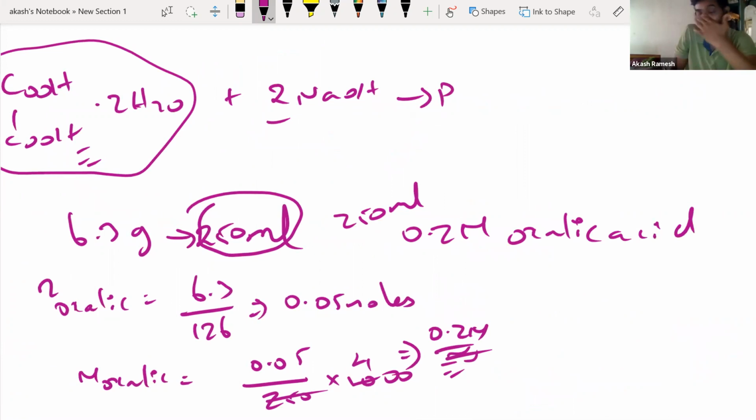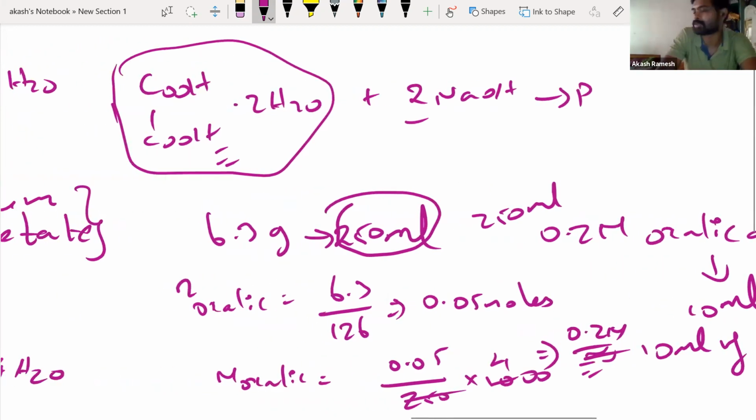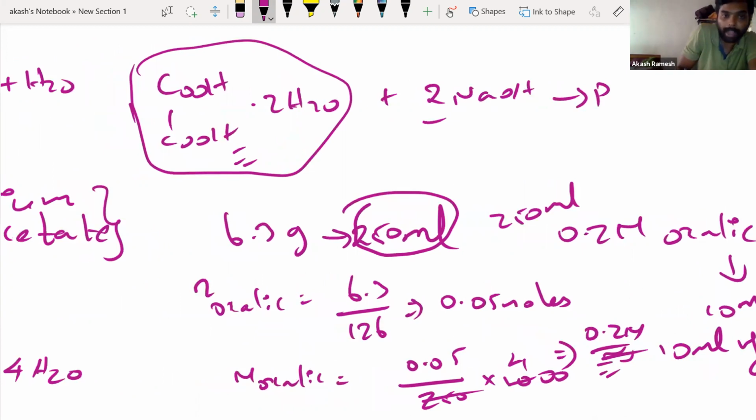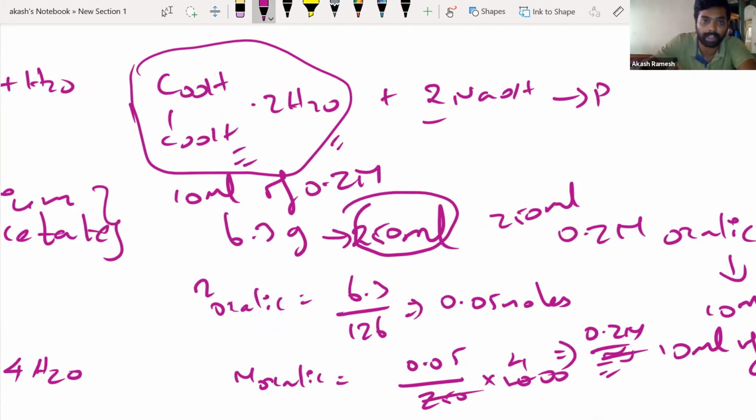This is what I have, but from this, I am taking only 10 ml. So what I'm actually using for the titration is 10 ml of 0.2 M oxalic acid solution. This is exactly what we are using for our titration, because 250 ml of solution is prepared, that is the standard solution. Out of it, only 10 ml is taken for the titration. So 10 ml of 0.2 M, which we calculated from the mass, the moles, and the volume.